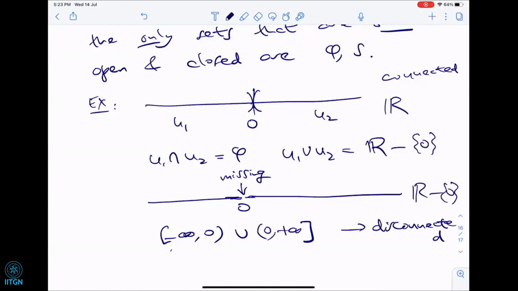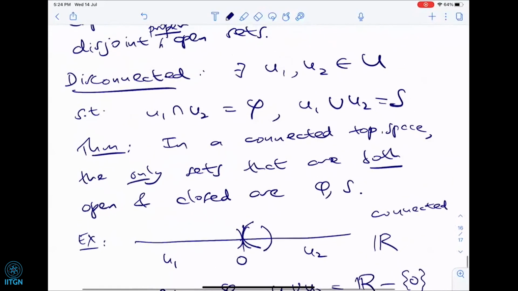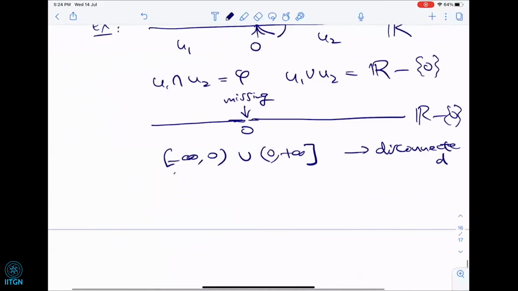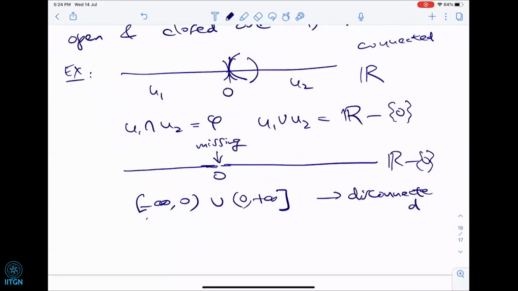connected one cannot. I only tried once, but you can keep trying other ways to cover R with disjoint open sets. If you take your first open set to end here, and the second to start here, now you're covering R, but they're no longer disjoint. You see, that's why there are two requirements: they should be disjoint and their union should be the full set. Okay. Good. So this is the concept of a connected space.